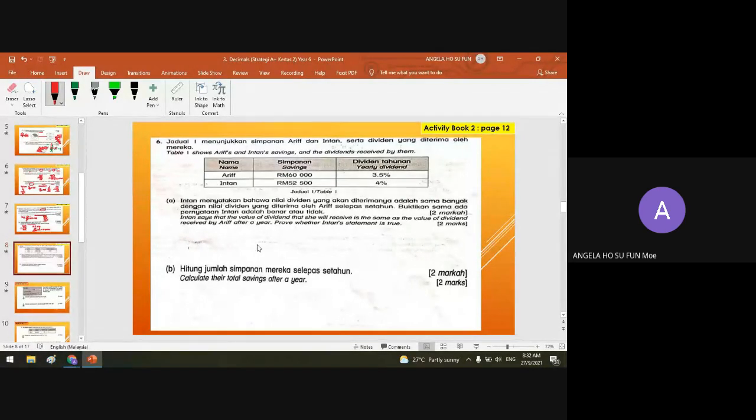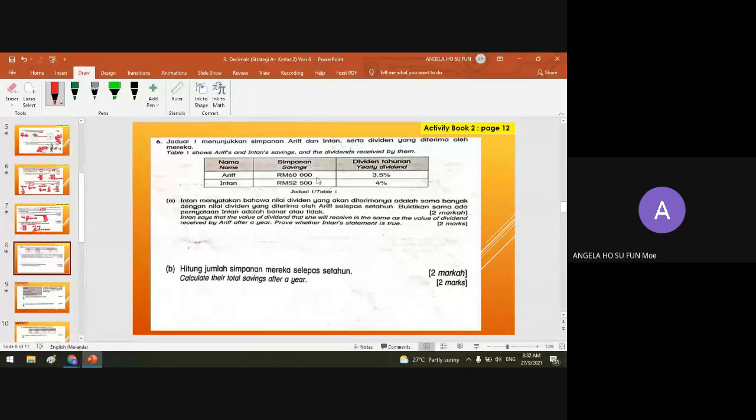Now you want to prove this. First of all, I have to compare the two of them: how much dividend Arif will get after a year, and how much dividend Intan will get after a year.